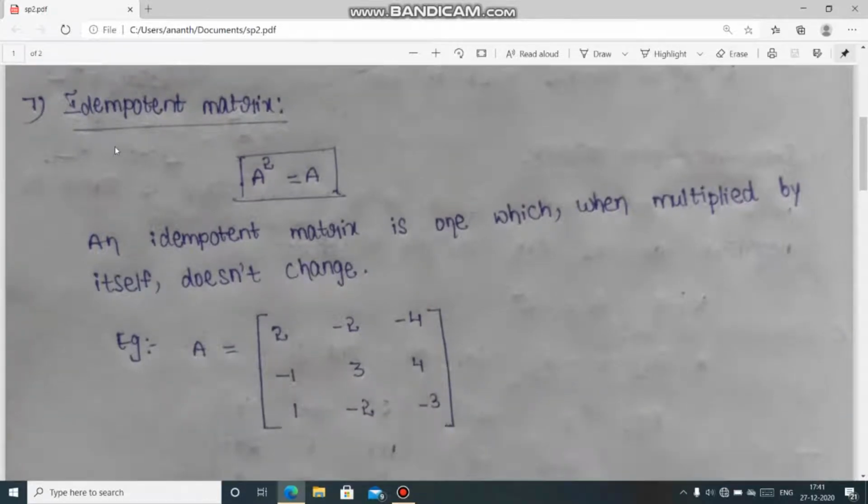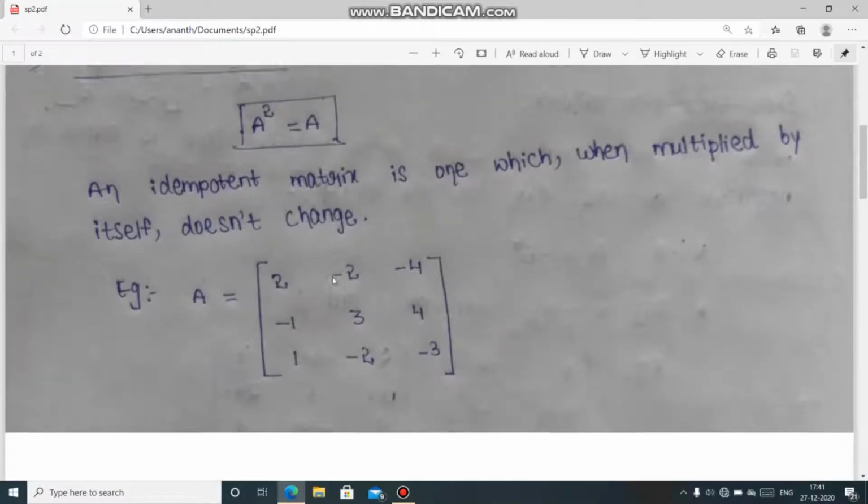And seventh one, idempotent matrix. So the definition for an idempotent matrix: an idempotent matrix is one which, when multiplied by itself, doesn't change.